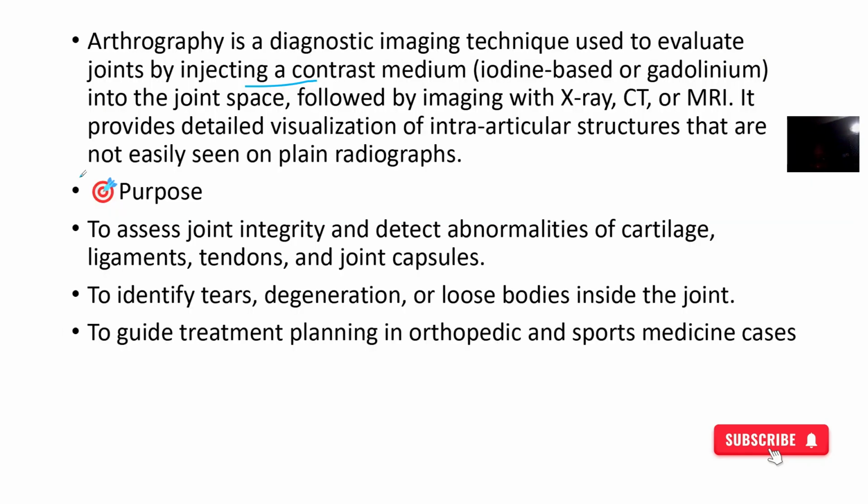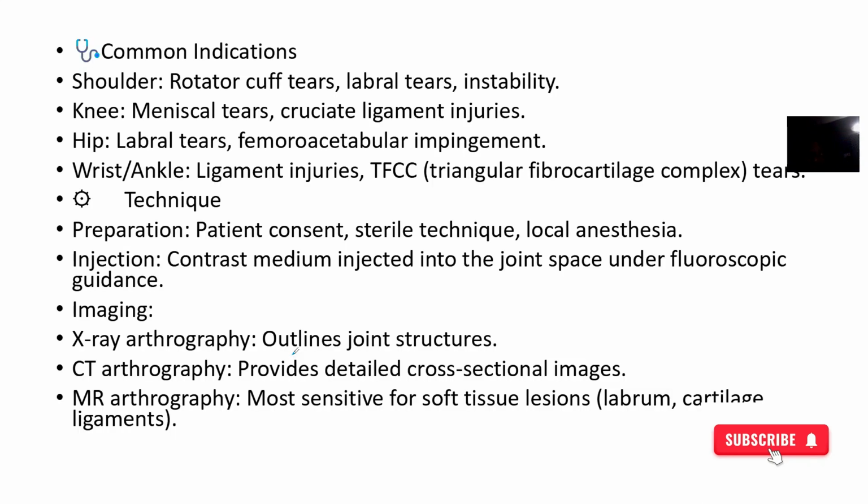Alright. So the purpose is just to assess joint integrity and detect abnormalities of cartilage, ligaments, tendons, and also capsules. So use it to identify all those tears, degeneration, loose bodies inside the joint. Okay. So you now stage the condition and know the type of treatment that a patient needs. You can use it for the shoulder, the knee, the hip, the wrist. So that's just all we have.